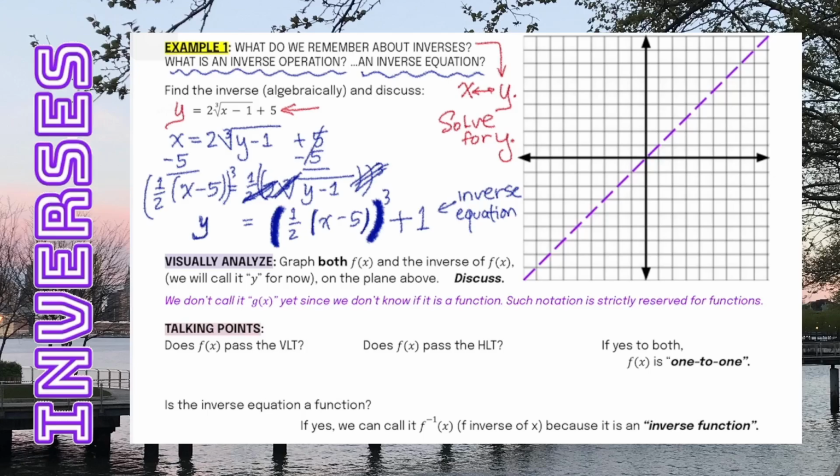So initially I had this equation right here. That was my original equation, which I called f of x. Now when something is called f of x, g of x, h of x, it's named like that. That means it is a function. It passes the vertical line test. I'm not naming my inverse f of x, g of x, or maybe you're familiar with f inverse of x yet, because I don't know if it's a function yet. I mean, maybe you know, but we're going to pretend we don't.